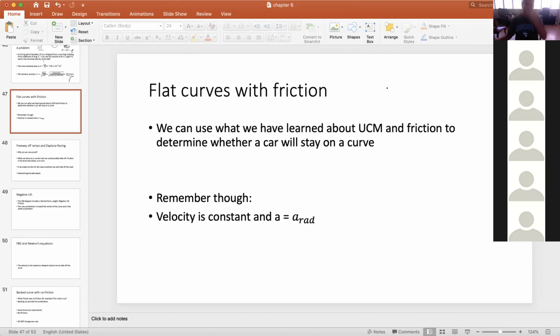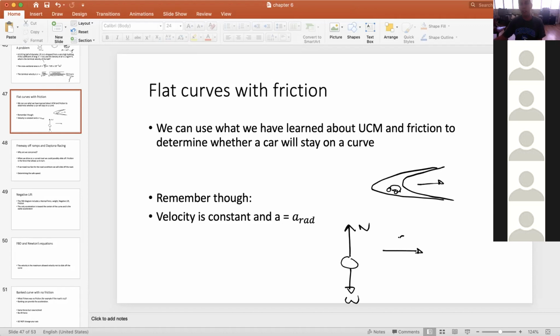So imagine you're going through a curve at uniform circular motion, or UCM. That means that v is constant and a is a_rad. We can do a free body diagram here where we have a normal force and we have a weight. Remember that a has to go to the center in uniform circular motion. So that's a_rad, which is v squared over r.